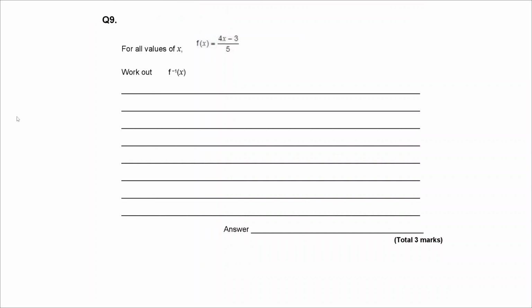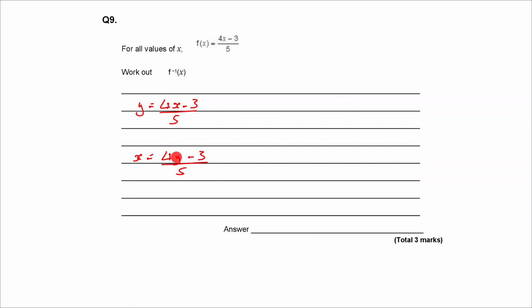We've got this. For all values of x, the function is given by 4x minus 3 divided by 5. Find the inverse function. The same process again. We're going to replace the f of x with y. So y is equal to 4x minus 3 divided by 5. We switch over the x and the y. So x is equal to 4y minus 3 divided by 5.